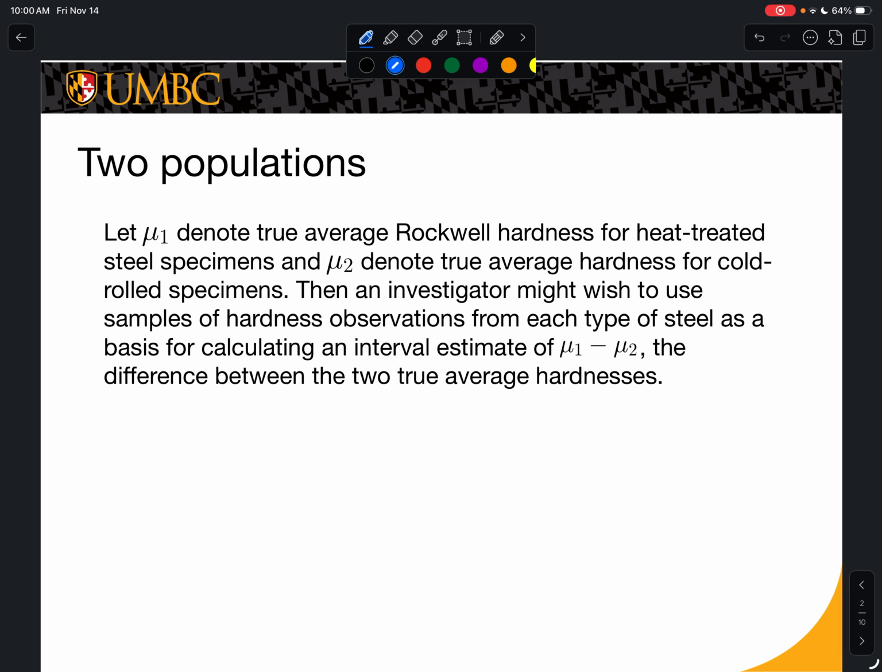Here we have two populations that we're thinking about. Population 1, population 2. Okay, the first population is going to be heat-treated steel specimens. And the second one is going to be cold-rolled specimens. So those are the populations, and each population has its own mean, which would be the average hardness, the true average hardness for these specimens.